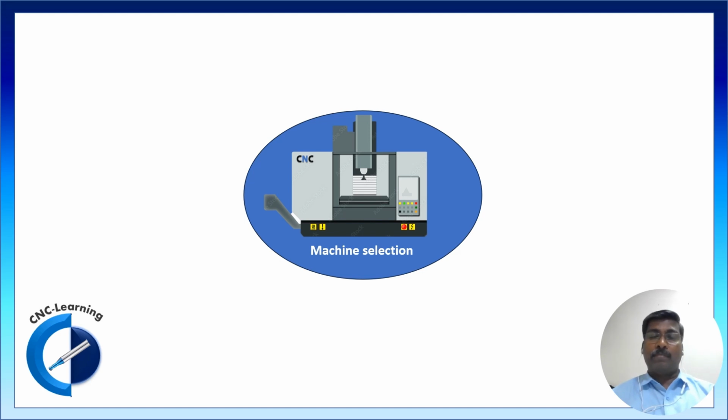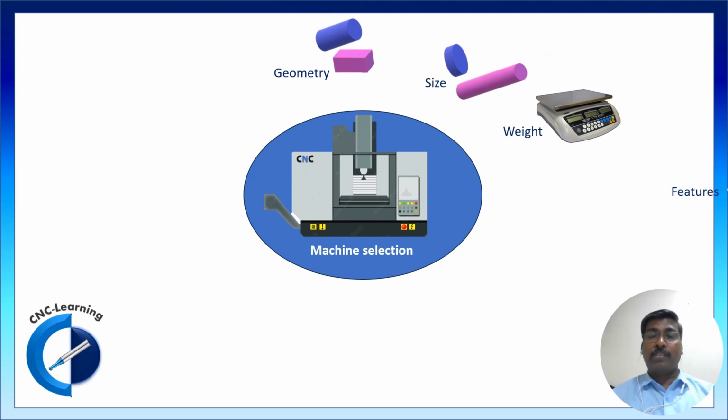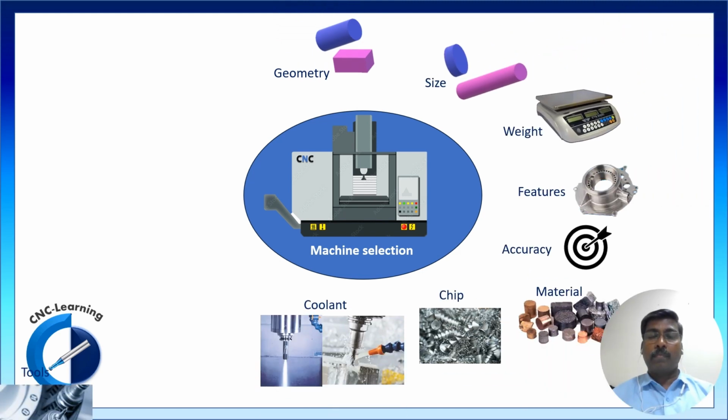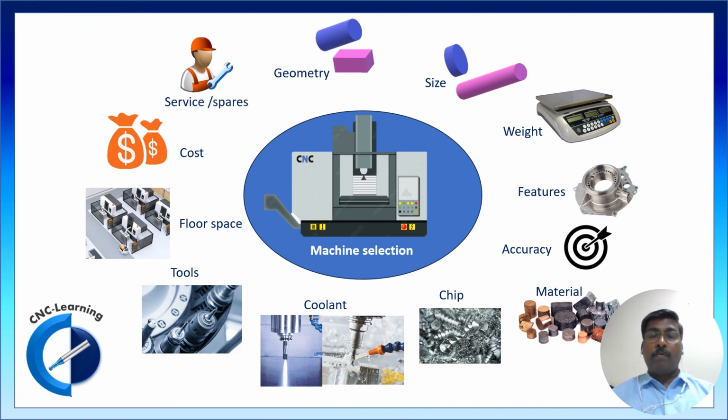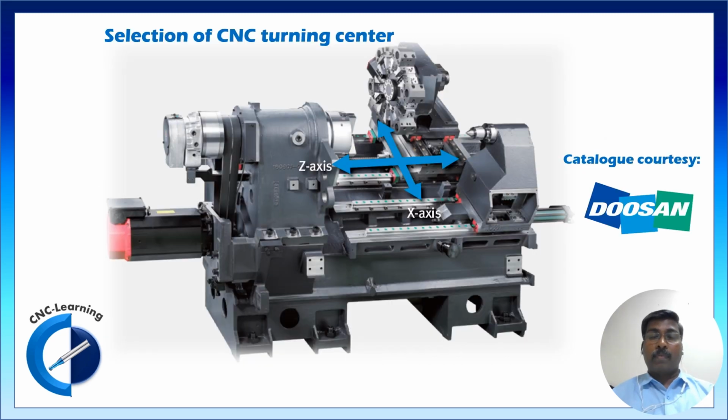for machine selection. Just for your reference, I am repeating those points here. Or if you want to know the details of this, I request you to watch the Series 1 video. Now let us discuss how to select a CNC turning center. This can be for purchase or this can be for process plan.